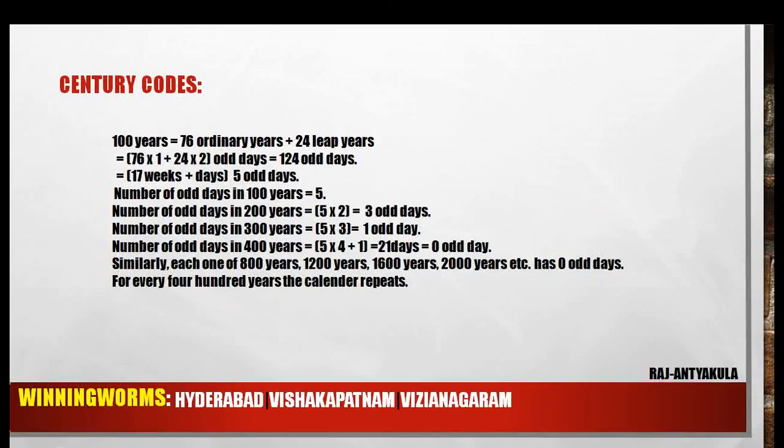How will you find the century codes? Let us find it for the first century. So 100 years. For the first 100 years, look at here. How many ordinary years, meaning non-leap years? Actually, for 100 years, there will be 25 leap years and 75 non-leap years.